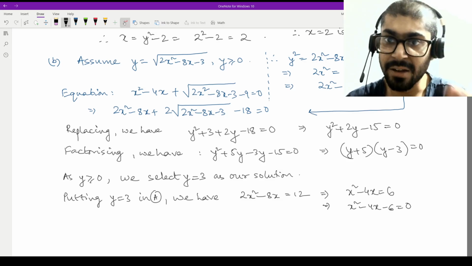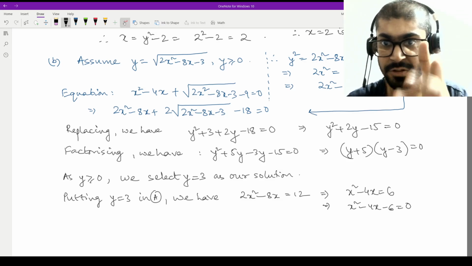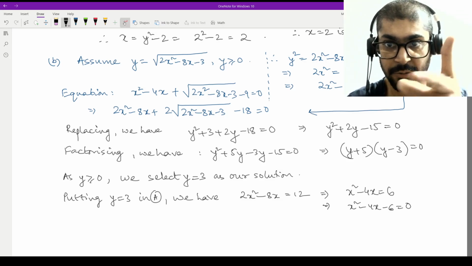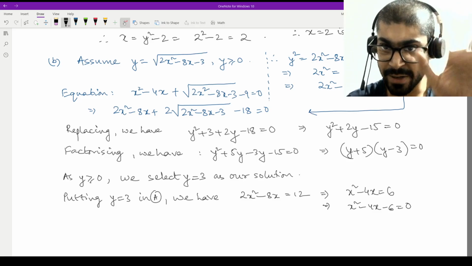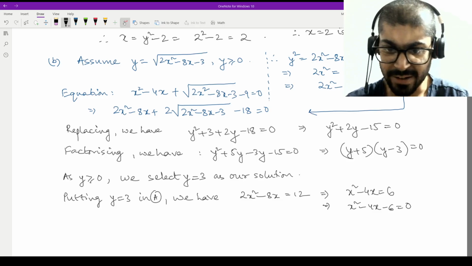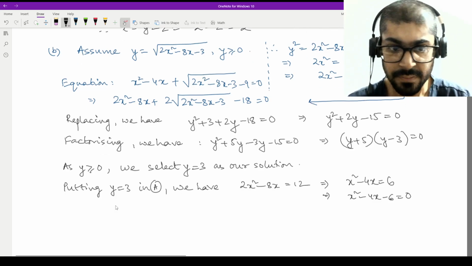So can we factorize it? I don't think so. 6 can be broken into 6 into 1, which would give us 5 in the middle. That is not the case. Or 2 into 3, which would give us plus 1 or minus 1. So this cannot be factorized. Therefore apply the quadratic formula.